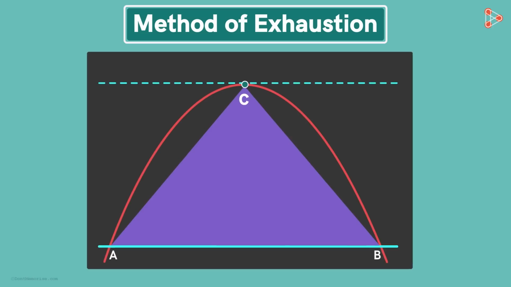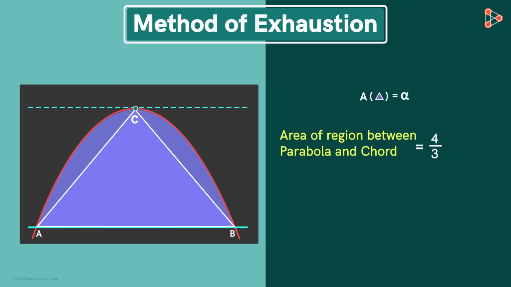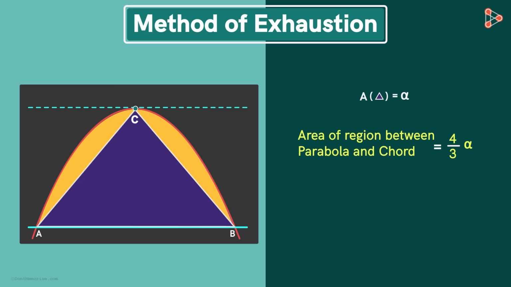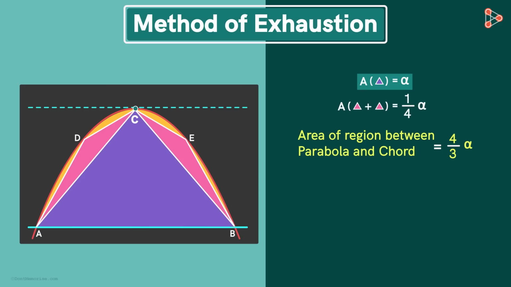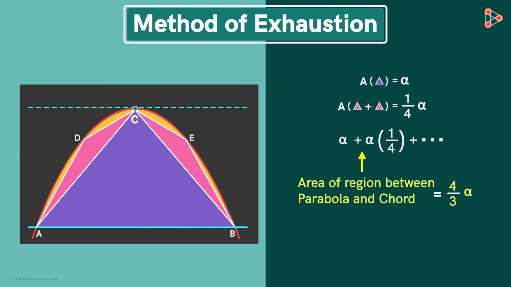Now look at this triangle. Let's say the area of this triangle is alpha. Then it turns out that the area of this region is equal to 4/3 times the area of this triangle, which is alpha. How? If we look at these 2 regions, we can draw 2 more triangles like this. And it turns out by geometry that the sum of the areas of these 2 triangles is 1/4 of the area of triangle ABC. So now the area of this region will be equal to alpha plus 1/4 of alpha plus the area of this remaining region. Did you understand the idea here?